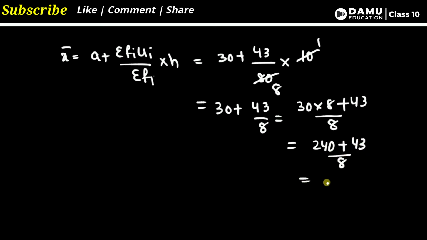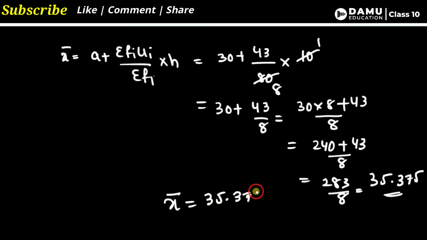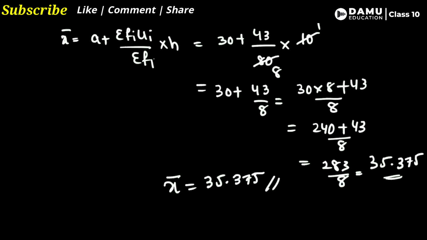So what answer will we get? 283 by 8. So 283 by 8, we will get 35.375. So this is the average, 35.375. This is the average number of patients admitted in the hospital.